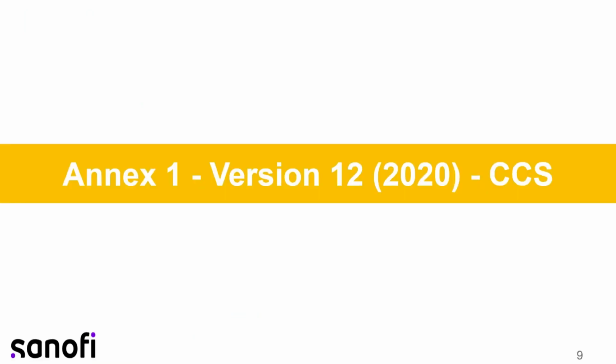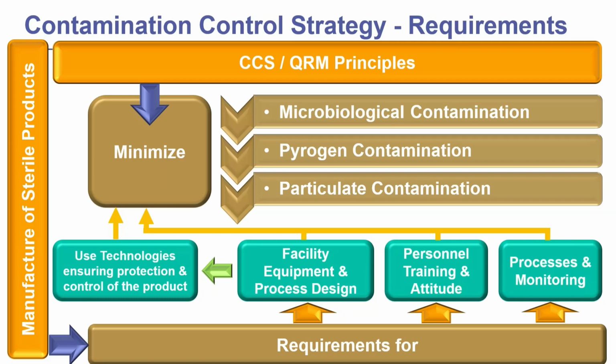Now we will see, from version 12 of Annex 1, how to define the Contamination Control Strategy, or CCS. The manufacture of sterile product, with the requirements for facilities, equipment, process design, personnel including training and attitude, processes and monitoring, sometimes using technology ensuring protection and control of the product, for example barrier technologies, with the support of a contamination control strategy using QRM principles, must be performed with the objective to minimize microbiological contamination, pyrogen contamination, and particulate contamination.